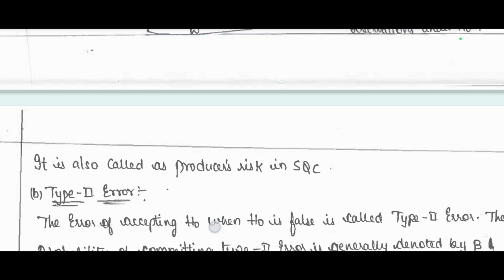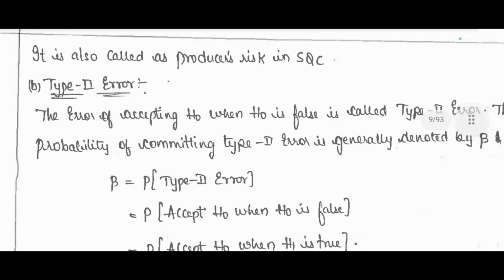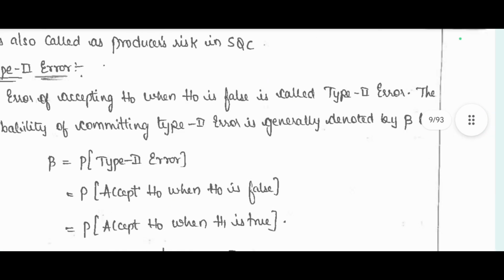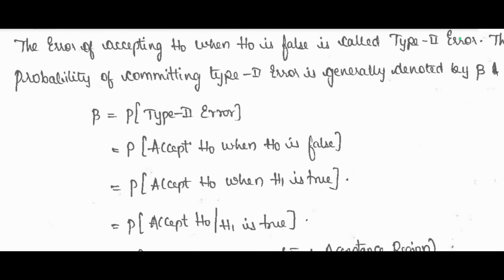Next, coming to the type 2 error. What is a type 2 error? The error of accepting H naught when H naught is false. This is a big mistake: it is already false, but you are accepting the statement. That is called the type 2 error. The probability of committing a type 2 error is generally denoted by beta. Beta is equal to the probability of type 2 error, accepting H naught when H naught is false.